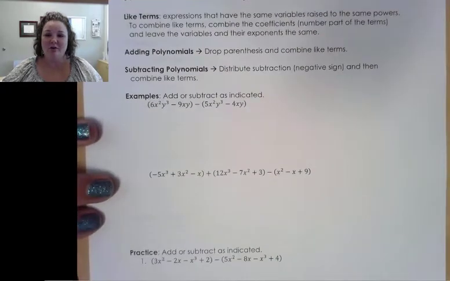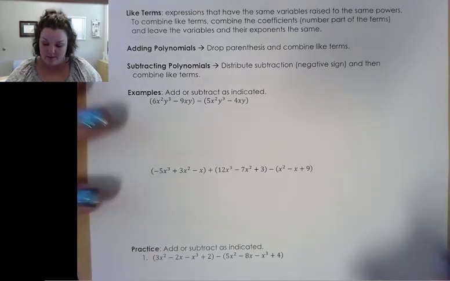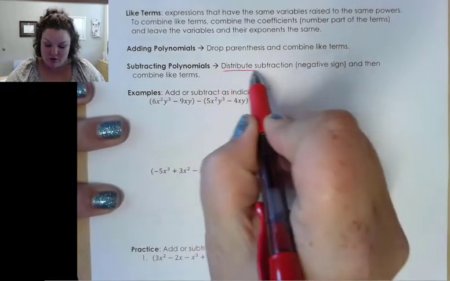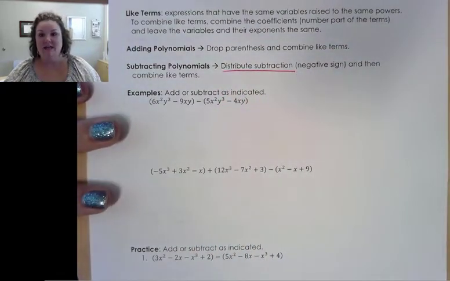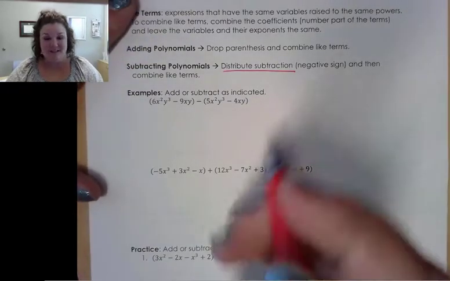When you're adding polynomials, all you do is combine like terms. When you're subtracting them, you want to make sure that you distribute the subtraction sign to every term within the polynomial that's being subtracted before you start combining like terms. Okay, so let's look at some.